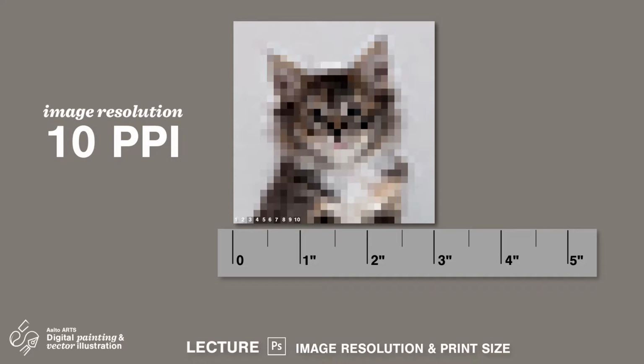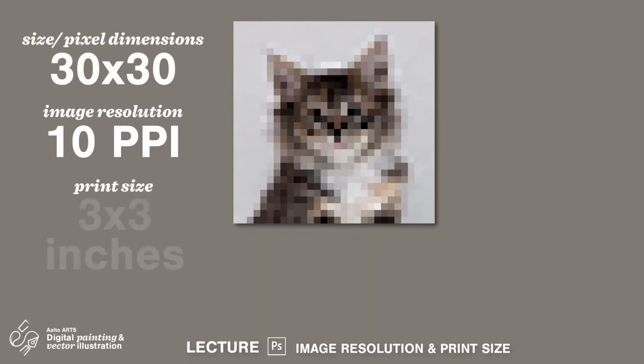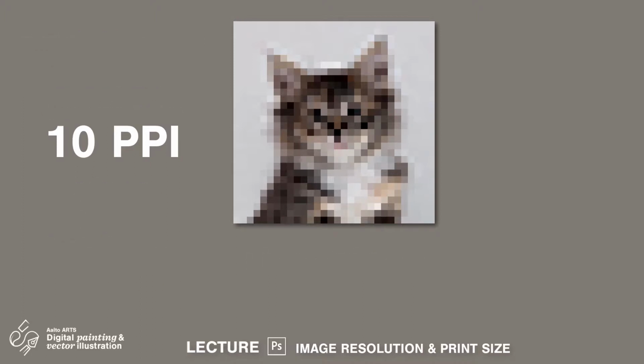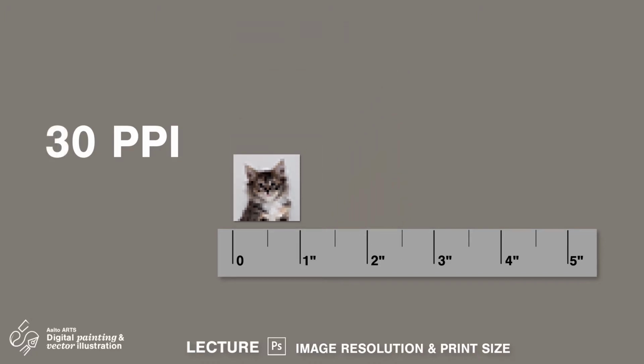Now that I know the pixel dimensions and the resolution, I can calculate the print size. 3 inches wide and high. Around 7.5 centimeters. I can define any resolution for an image inside photo editing software. If I had defined a resolution of 30 pixels per inch, this image would have been printed only an inch high and an inch wide. If I had taken the resolution even higher, the print would have ended up even smaller. 60 ppi would have defined this print to be half an inch in size.